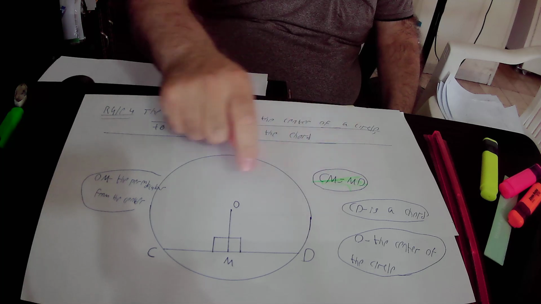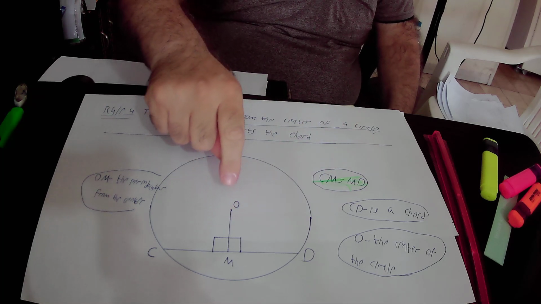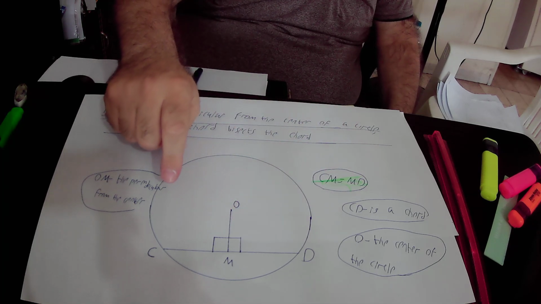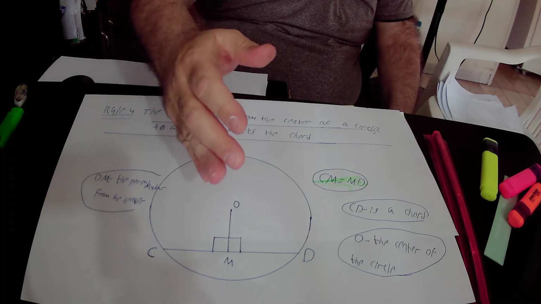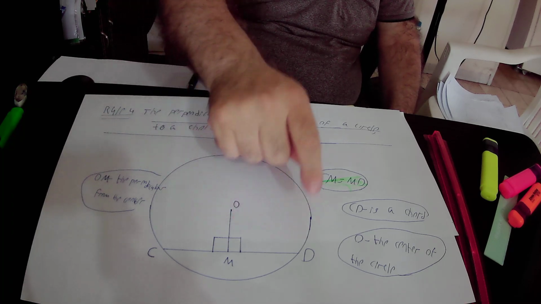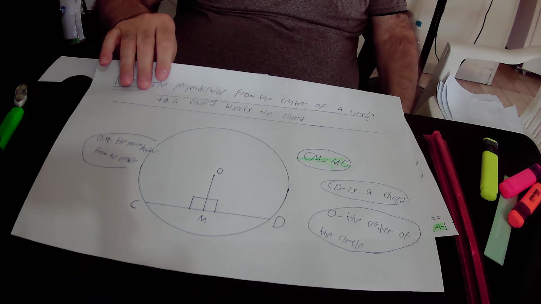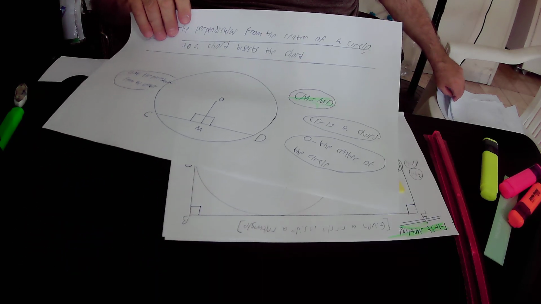CM equals MD. Why? Because the perpendicular OM bisects the chord CD. That is to say, it divides it into 2 equal parts. Therefore, CM equals MD. We will implement rule number 4 in our drawing.